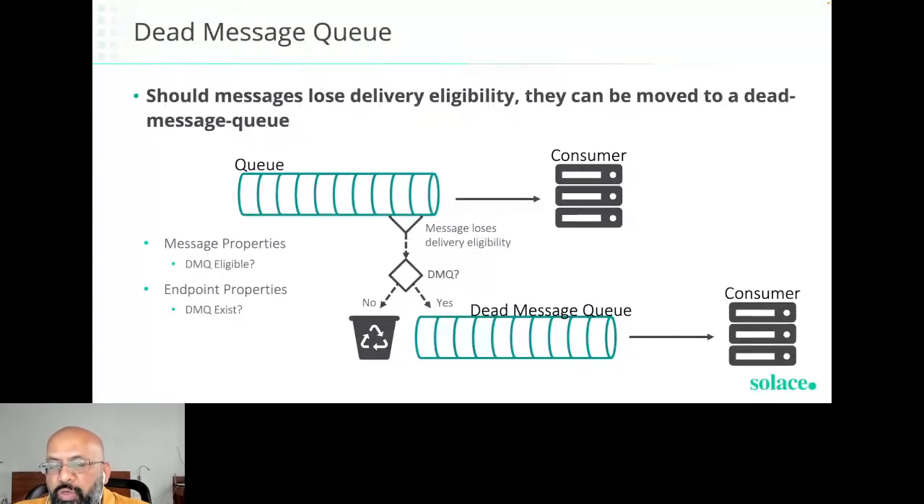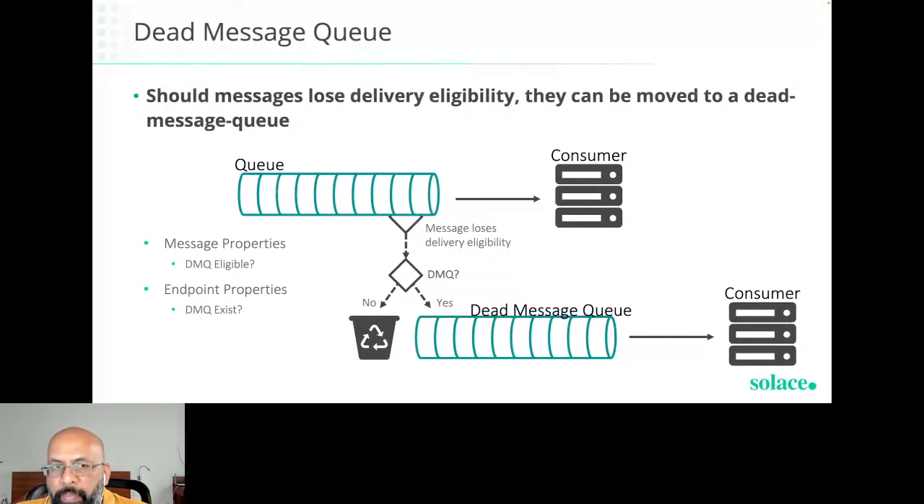Typically, any broker would drop it, right? Unless you have a dead message queue or dead letter queue. There are different terminologies. So you will be able to configure a dead message queue for an active queue, right? So if something is getting dropped, it will be collected in this queue, all right?